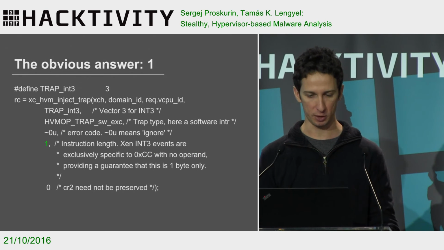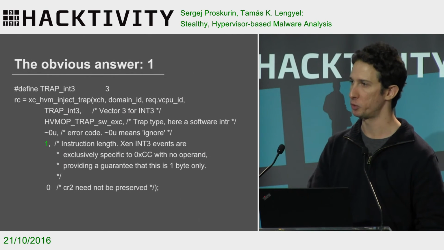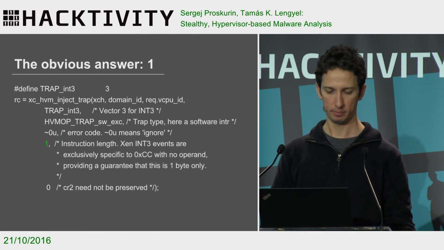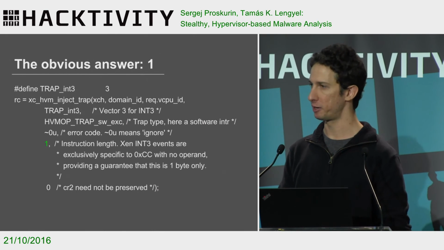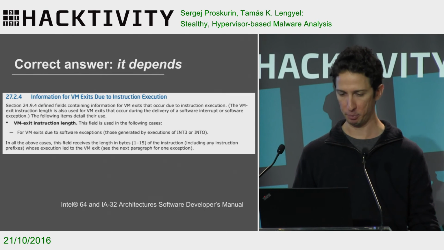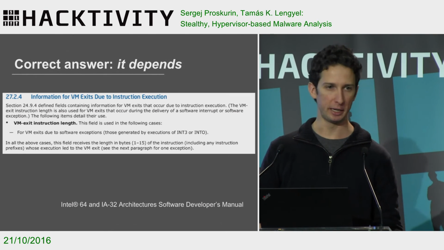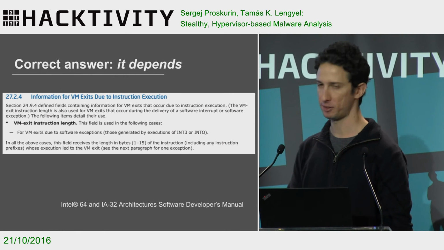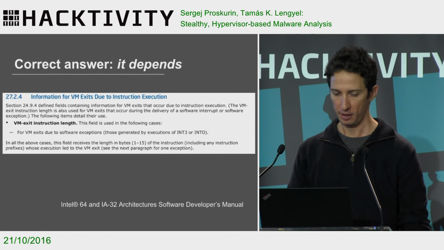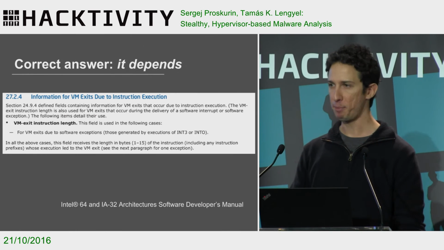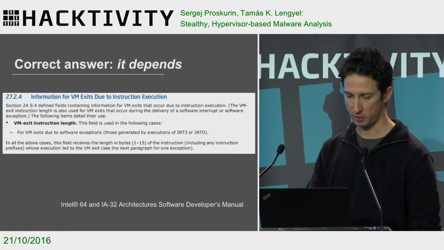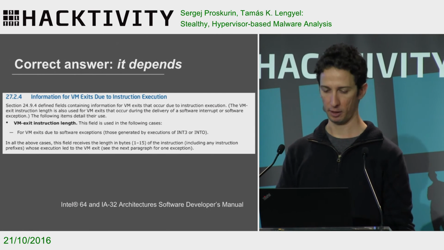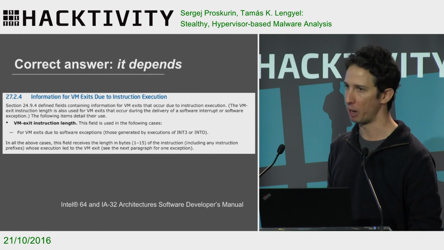The obvious answer would be 1, and that's what we have been using, right? It's a 1 byte instruction, and this has been working fine. There have been no issues with it, except if you actually read what the Intel software developer manual says about int3, that's the 0xCC instruction. When it's trapped to the hypervisor, the VM exit instruction length field is reported, which should be 1, right?